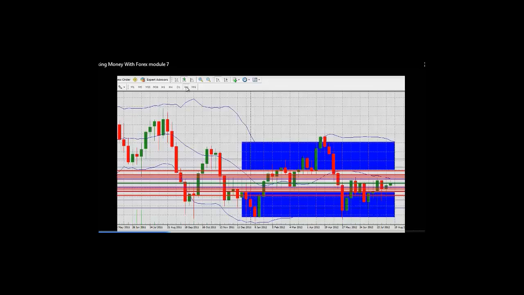So therefore I'm happy to take a view which could be either buy trades or sell trades in this area. Had we been in the upper area, I'd be more interested in sell trades. Had we been in the lower blue area, I'd be more interested in buy trades.